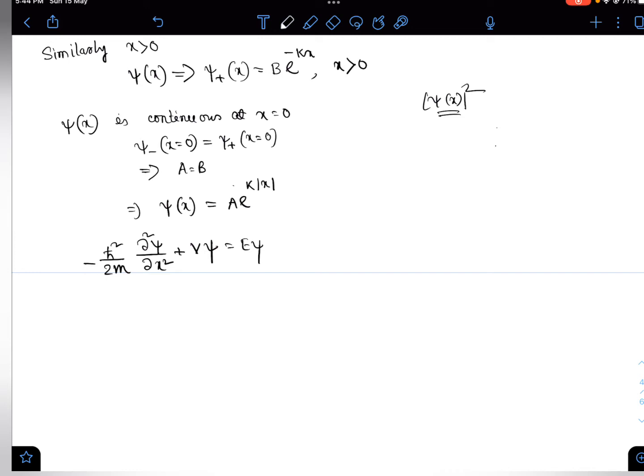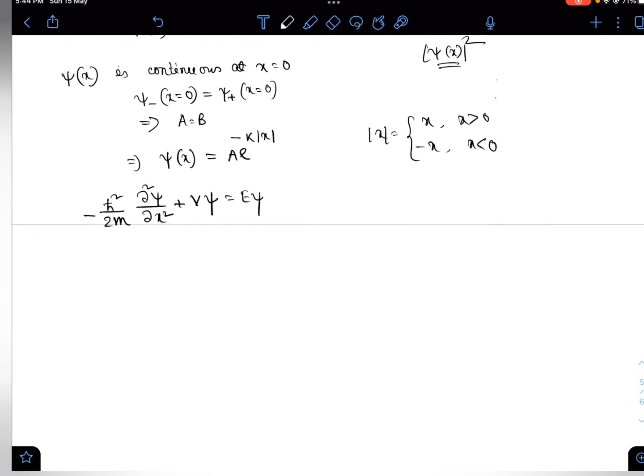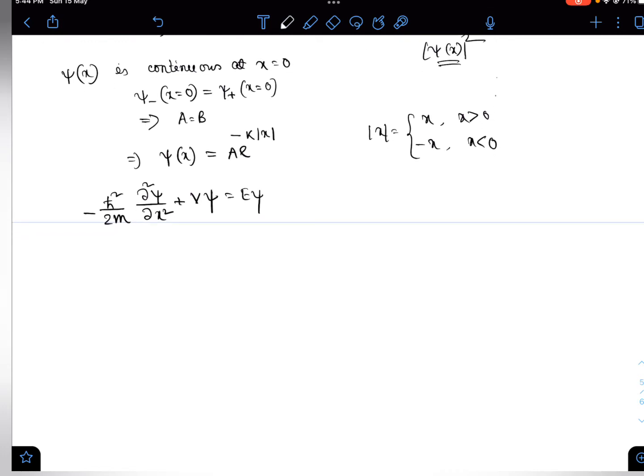Okay, so that should be minus, yeah, because for x greater than 0 we have mod x to be x, and minus x for x less than 0. So let us do the integration. Suppose we are integrating this from minus epsilon to epsilon, where epsilon tends to 0.